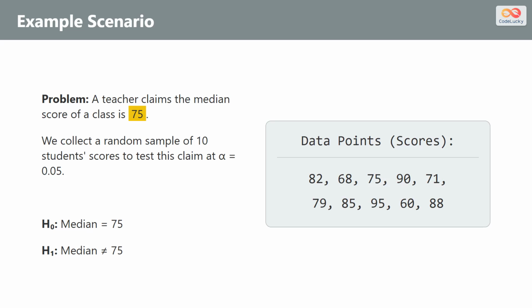Let's look at a concrete example. Imagine a teacher claims the class median score is 75. We sample 10 students to test this claim. Our null hypothesis is that the median is 75. Our alternative is that it is not 75. We have 10 raw scores listed here.